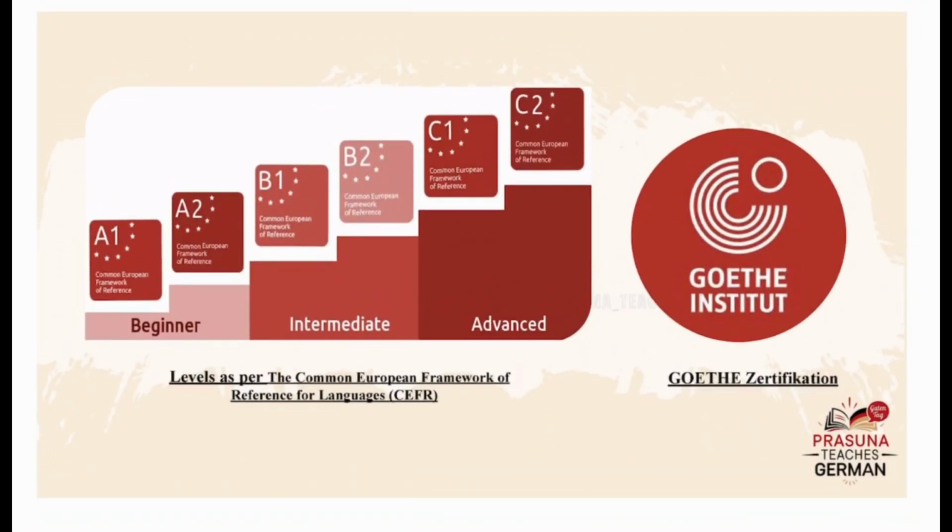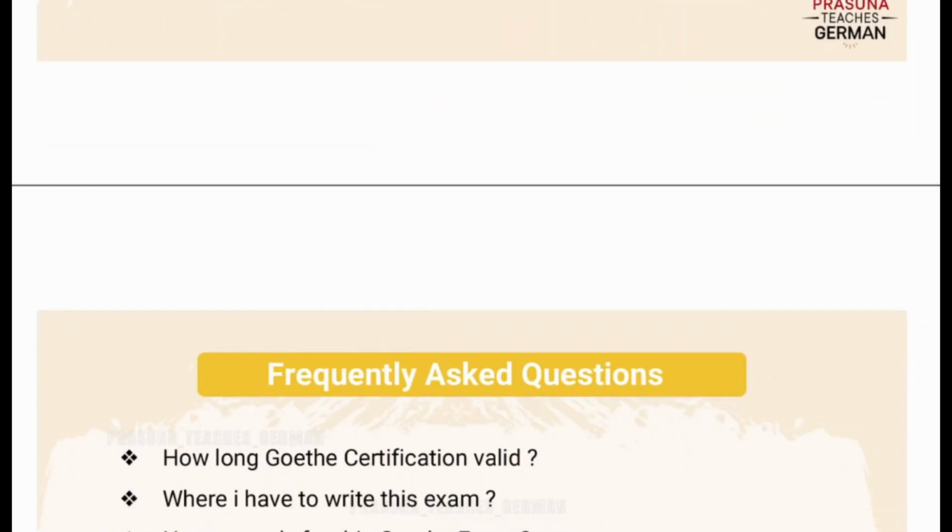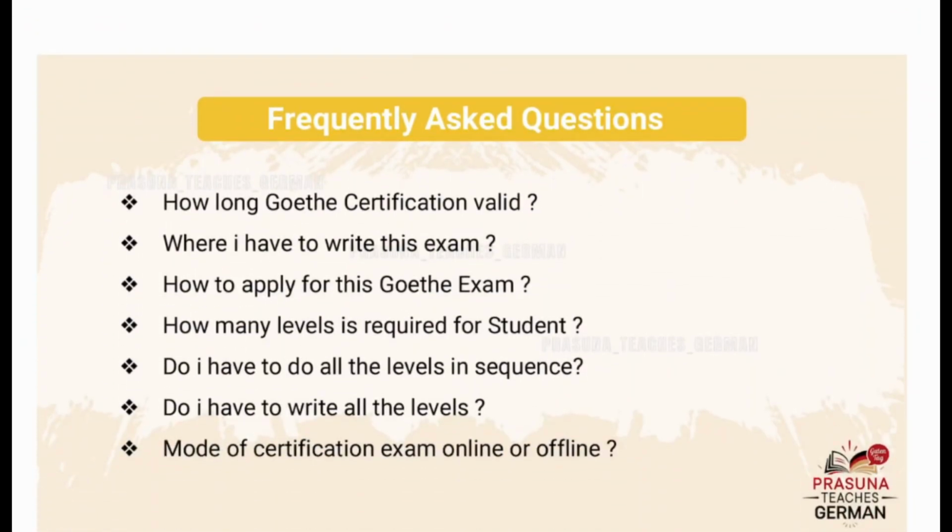Now, how many levels are there? What is this Goethe certification? Basically, the entire language is divided into 6 levels as per the Common European Framework of Reference for Languages: A1, A2, B1, B2, C1, C2. A1, A2 are considered a beginner's level, B1, B2 an intermediate level, and C1, C2 an advanced level. I think the students might have so many questions regarding certification. Let us see one by one.